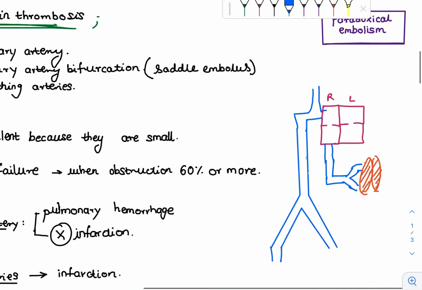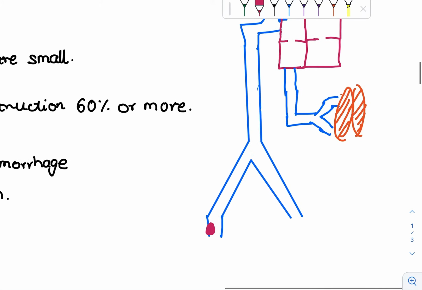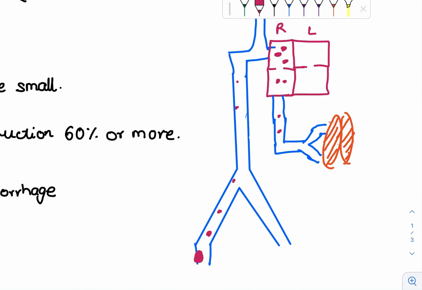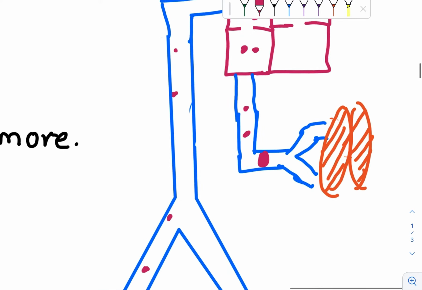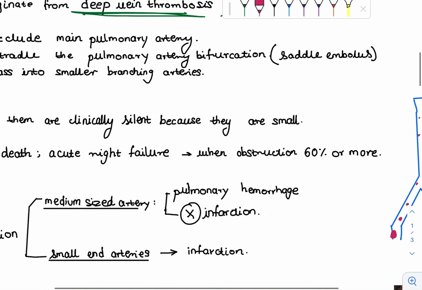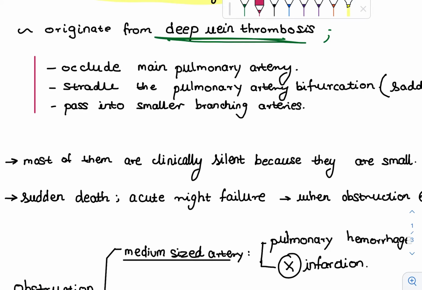Looking at this diagram, we can see a thrombus formation here. This thrombus may originate from a vein in the leg and go into the right atrium of the heart, then to the right ventricle, then to the pulmonary artery. Here it can cause blockage of the pulmonary artery at any point. Depending upon the size of the thrombus, it can occlude the main pulmonary artery, the pulmonary artery at its bifurcation, or smaller branching arteries.